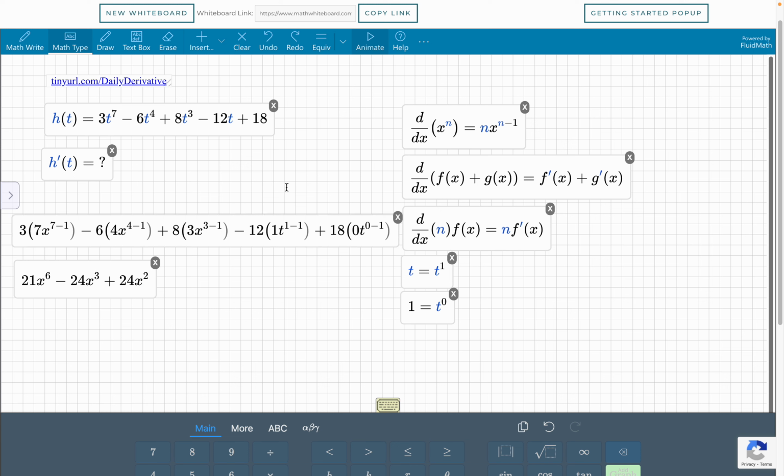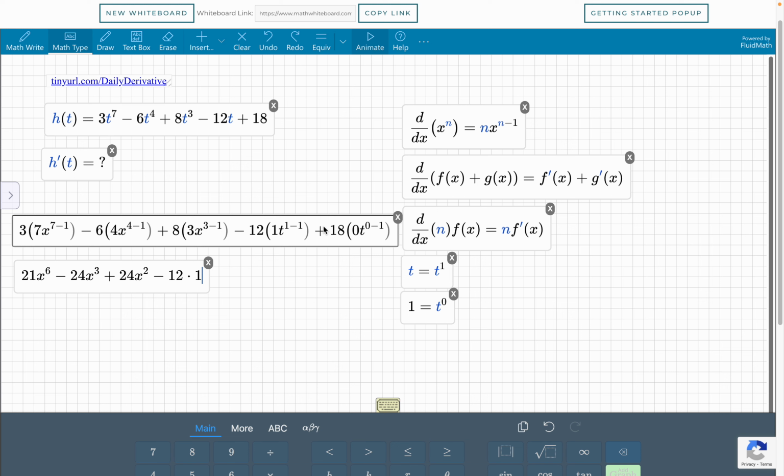Negative 12 times 1 is negative 12. 1 minus 1 equals 0. Remember, t to the 0 equals 1. So negative 12 times 1. 18 times 0 equals 0. T to 0 minus 1 is negative 1.